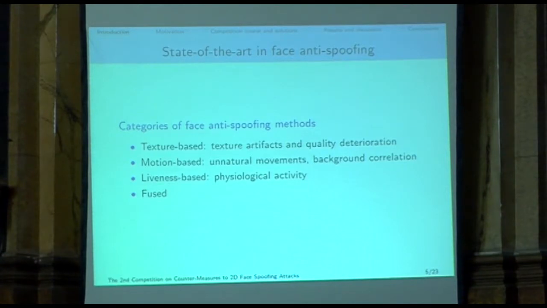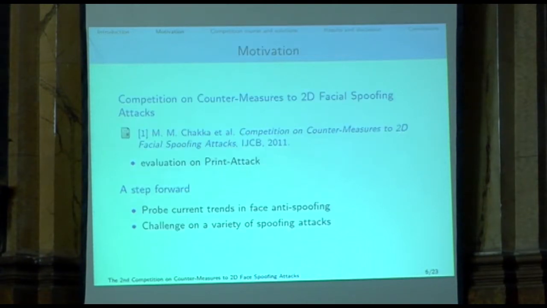The texture-based, for example, are trying to find some texture artifacts on the spoofing attacks. The motion-based are trying to find some unnatural movements, again, on the spoofing attacks. The liveness-based are examining some physiological activities which are typical for the real accesses, for example.